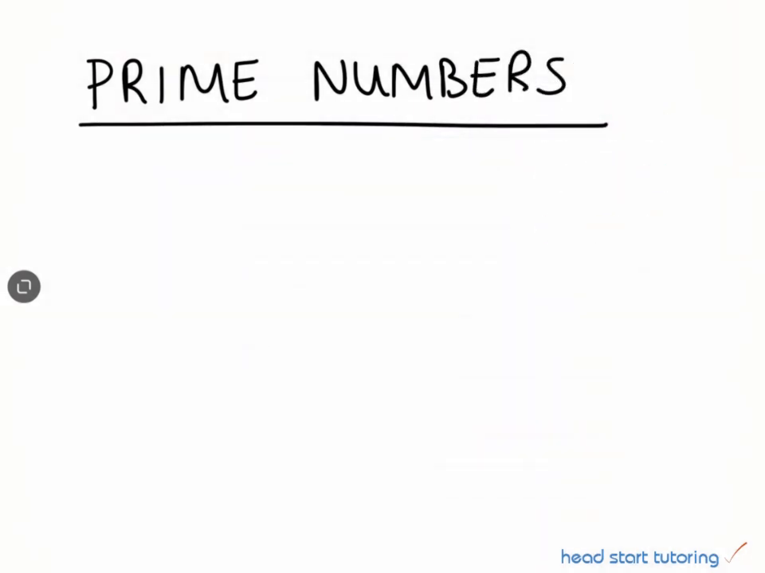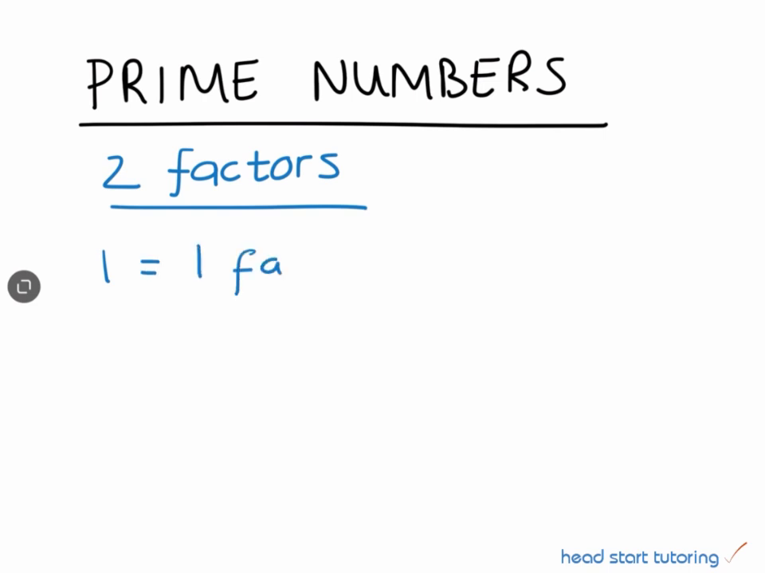Right, so if we have a look at prime numbers, a prime number is a number that has only 2 factors. So we need to determine what the first 5 prime numbers are. If we look at the number 1, 1 only has 1 factor. So it is therefore not a prime number because prime numbers have to have 2 factors.